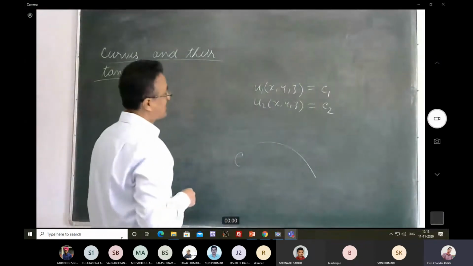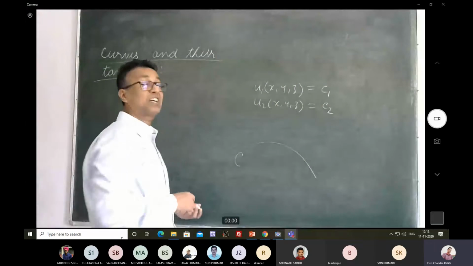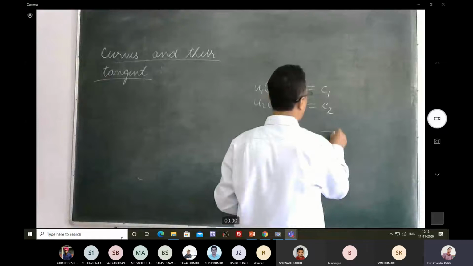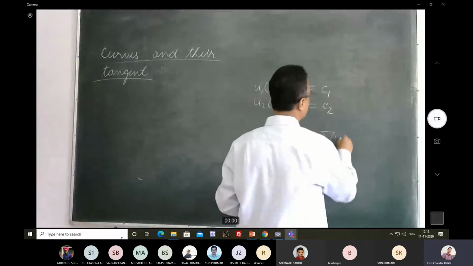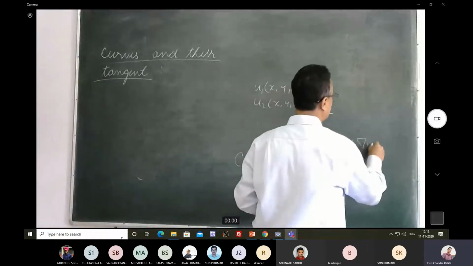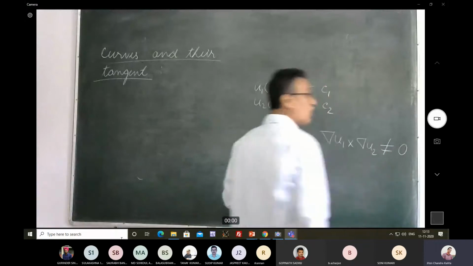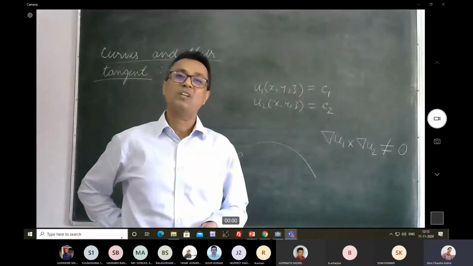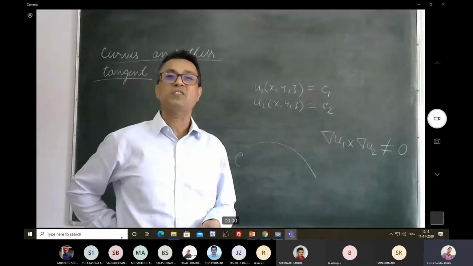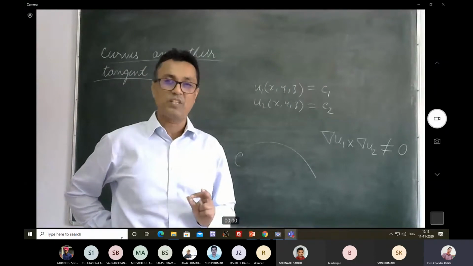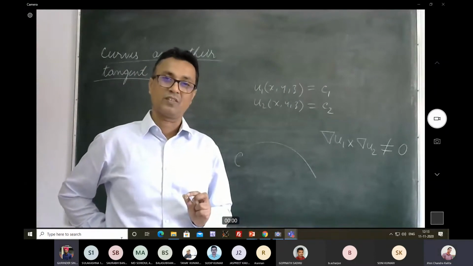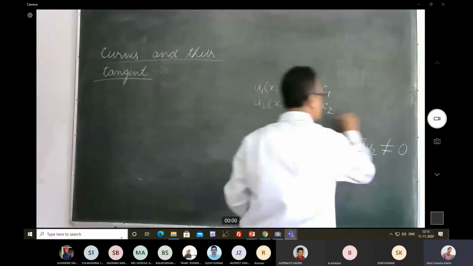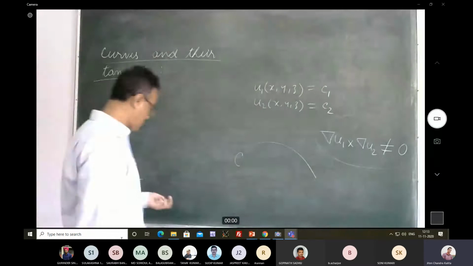Remember, I'm not going to get this curve all the time. And yesterday, I set one condition there. If this is not equal to 0, then what will happen? This is going to give me a tangent vector, right? Is it okay with everybody? Yes, sir.